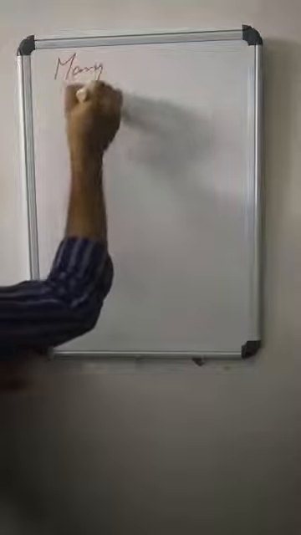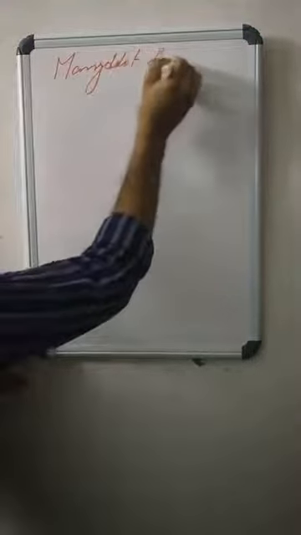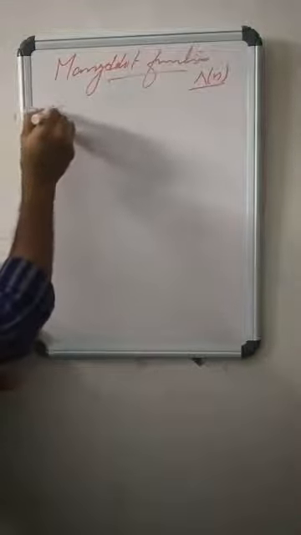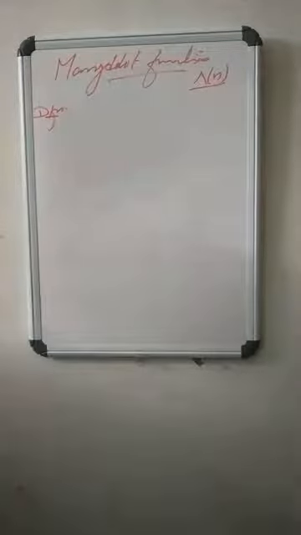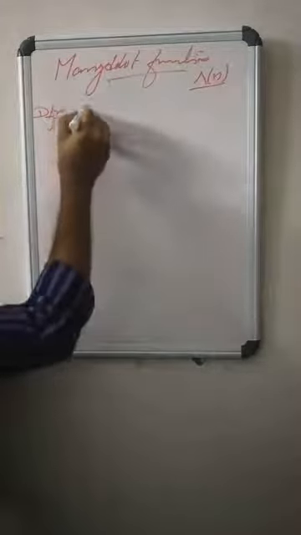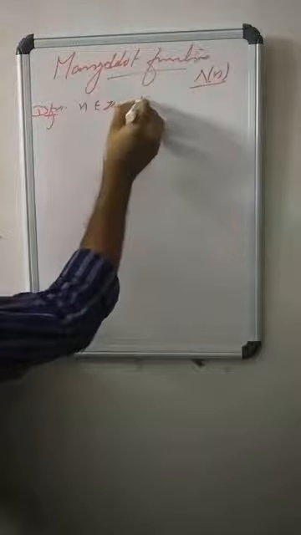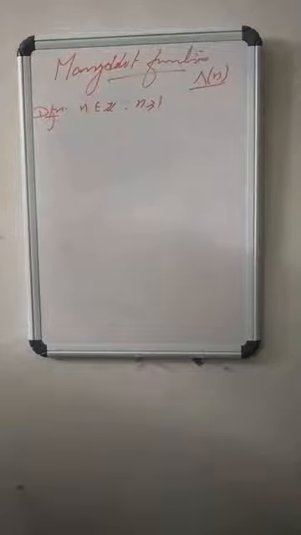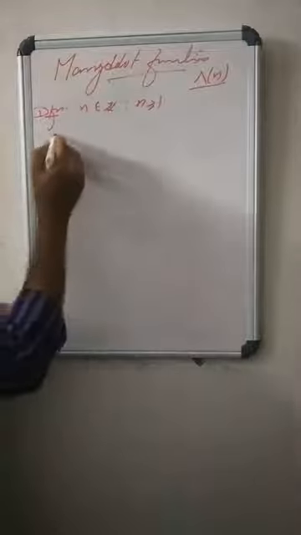Now we define another arithmetic function which is known as the Mangoldt function, M-A-N-G-O-L-D-T. So the Mangoldt function is usually denoted by lambda n. The function is defined as, for any integer n greater than or equals 1, we define this lambda n, the Mangoldt function.